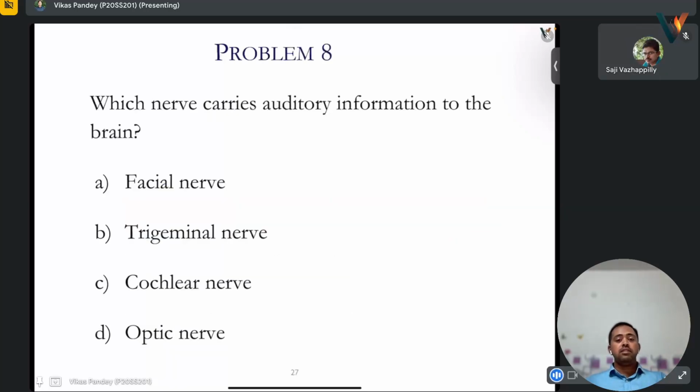Which nerve carries auditory information to the brain? Facial nerve, trigeminal nerve, cochlear nerve, or optic nerve? I think the facial nerve and this nerve are the same. It's called the cochlear nerve. There are two branches, the facial nerve coming into one hole, facial nerve one, and the cochlear nerve. Okay.